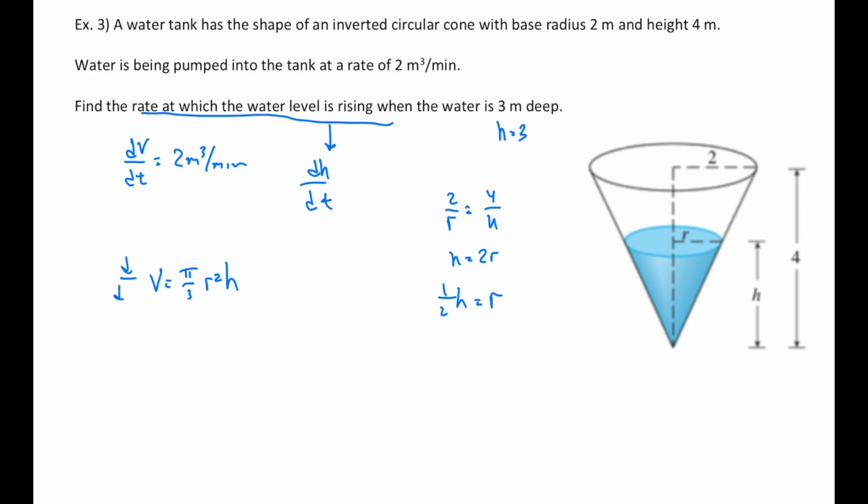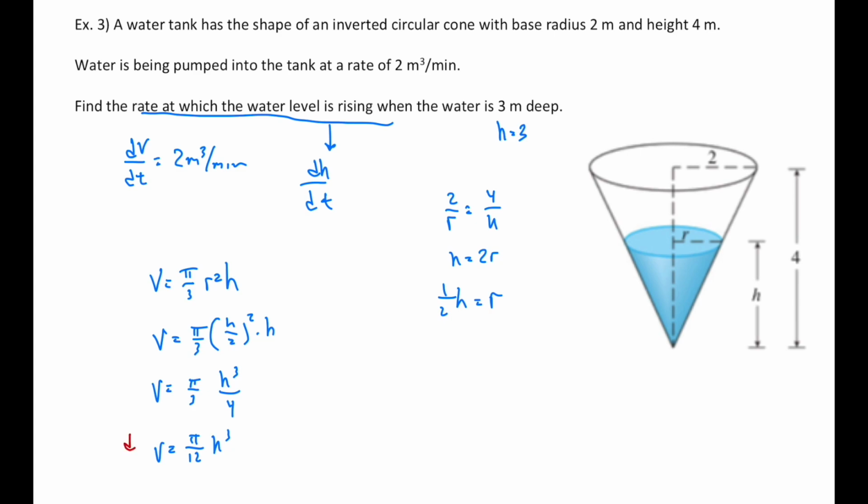If I take a step back, let's make that substitution and get everything in terms of one variable. That way I do not need the product rule at that moment. So I'm going to make that substitution. Volume is now pi over 3 times h over 2, squared, times h. So the volume is pi over 3 times h cubed over 4. So we get the volume is pi over 12 h cubed.